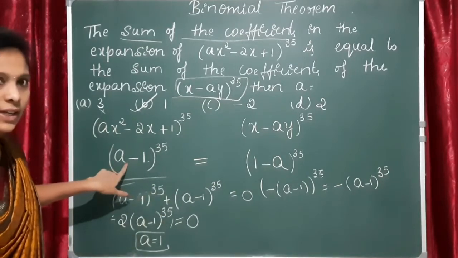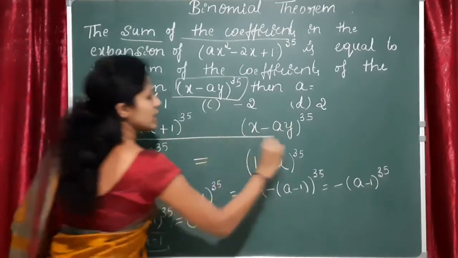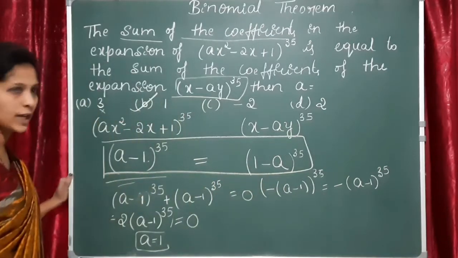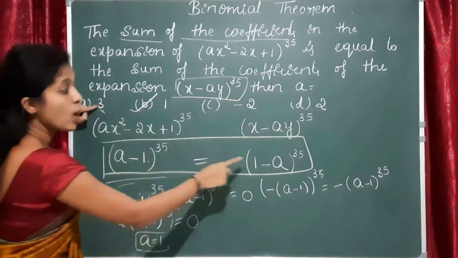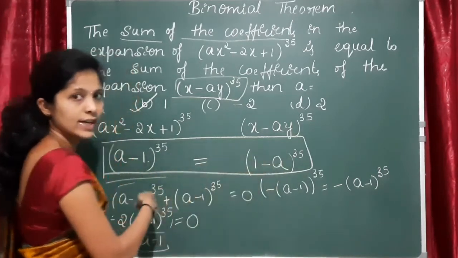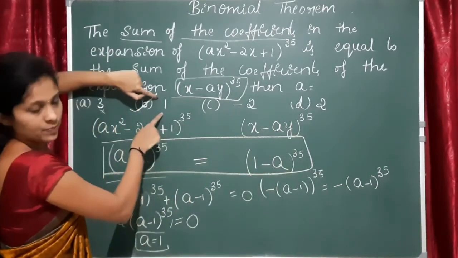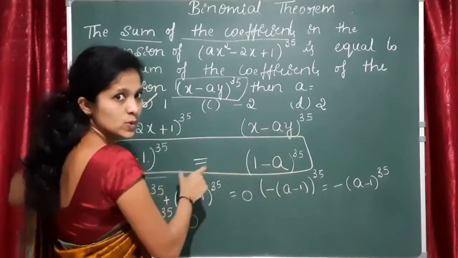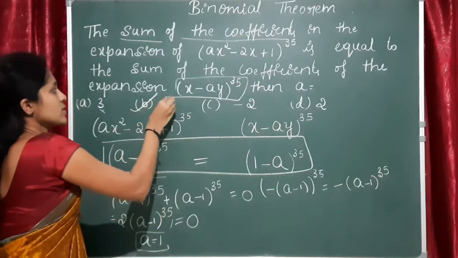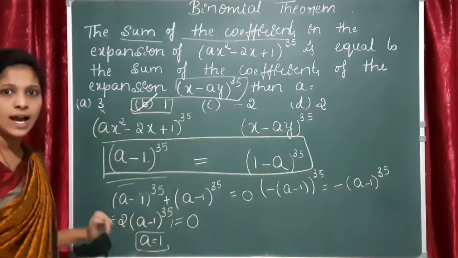If you want, you can check here. In this expression only, you can check. Substitute the values of a. If you substitute a as 3, (3 - 1) whole to the power 35 and (1 - 3) whole to the power 35. Is it equal? Then check with 1. 1 minus 1 will be 0. Here 1 minus 1 will be 0. So 0 is equal to 0. So the answer should be B. I hope you understood this problem.